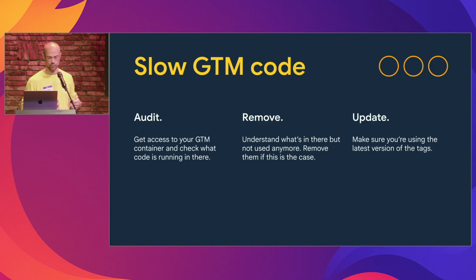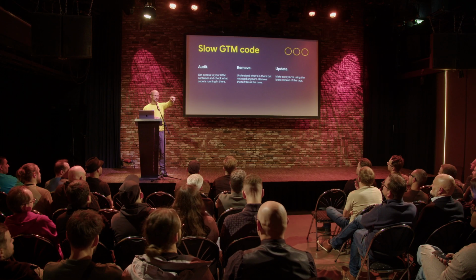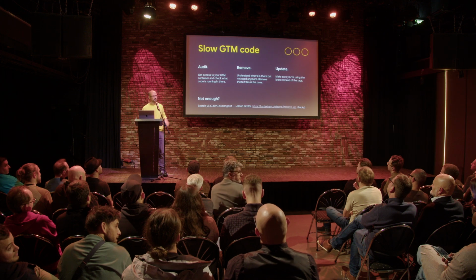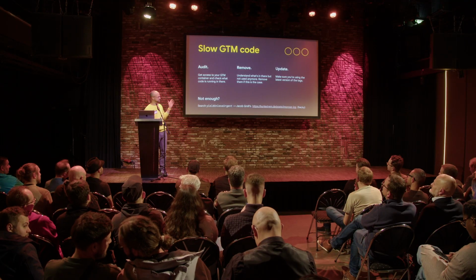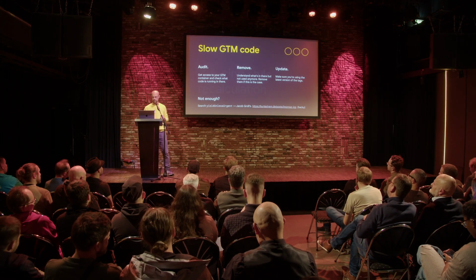Work has been done to improve INP also on that side, so make sure you're using the latest version of the tags. And where is Jakob? Jakob? There. So if that is not enough, you can search for "yield unless urgent", and you will find Jakob's post that explains how to improve INP also with GTM. It's kind of hacky because it's overriding what GTM does, but it works. It can break, so beware. You have to know what you're doing, but search for it. It's a very good post.